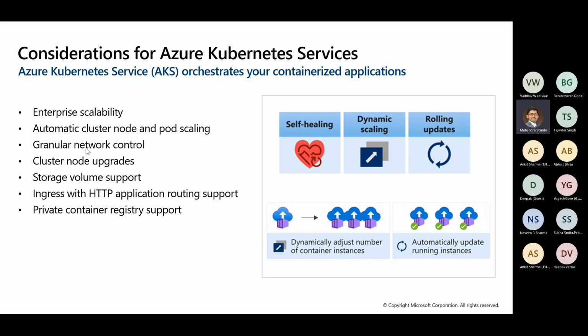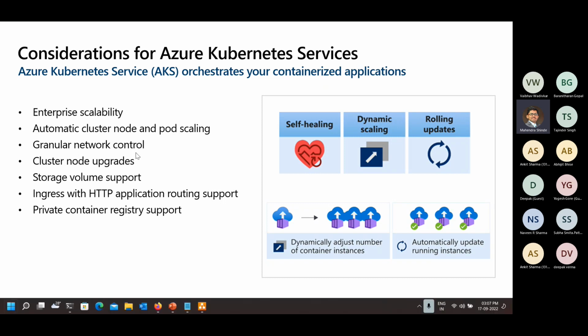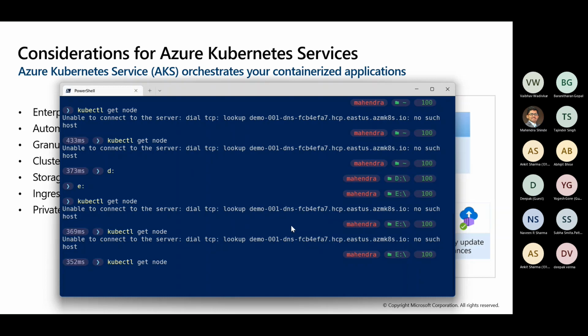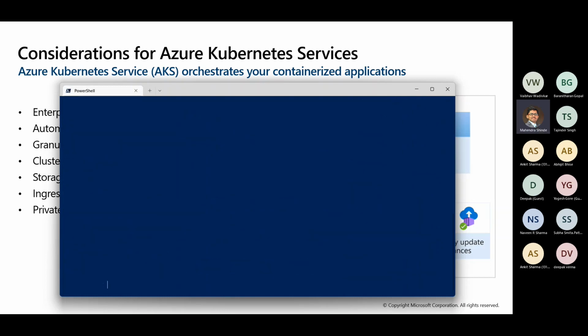Then granular network control. You can even set up an internal network for all those components. That means those deployments, those pods, they literally have their own network inside the Kubernetes cluster. We call it pod network. You can upgrade Kubernetes version with a single click, support external storage, and also define ingress to route the traffic. Let me check if my cluster is now ready. Yeah, it's ready now. That's good.